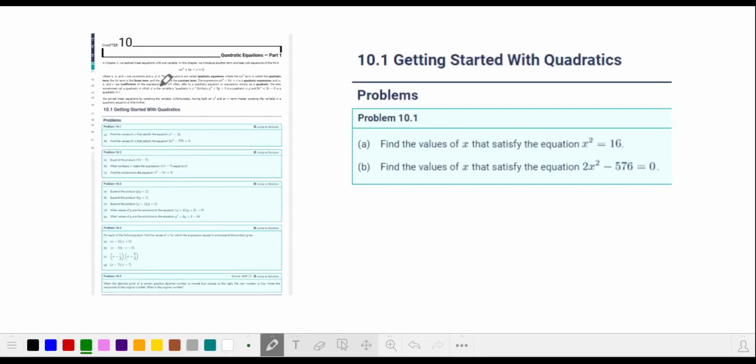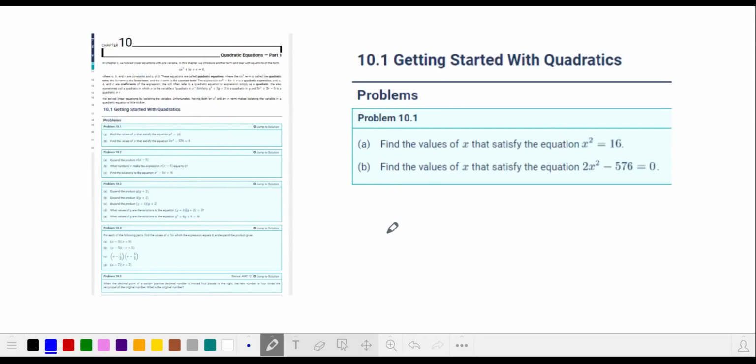Here is Chapter 10, section 10.1 of Introduction to Algebra. Notice that there are five introductory problems. These problems guide the student to understanding the information that they need to solve quadratic equations. Let's take a look at the first problem, 10.1. Most students will need a teacher to guide them through the problems because this is new material.